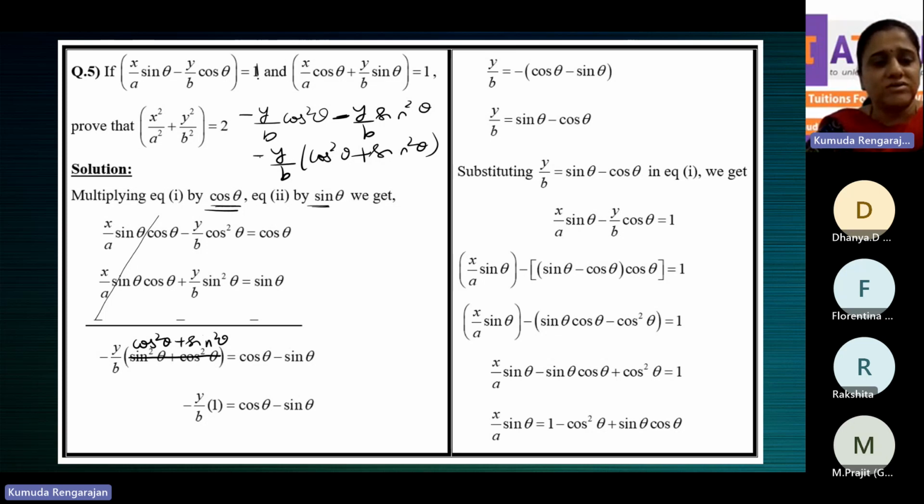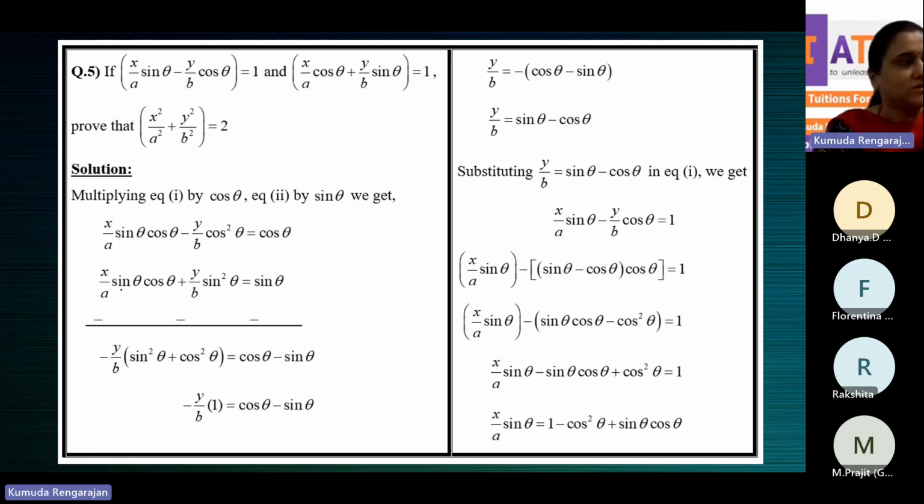See, when you multiply 1 into cos theta, it is cos theta, not 1. When you multiply the second equation by sin theta, 1 into sin theta is sin theta. Write the equations one below the other, and you have to change the signs in the second equation. That's what you see here. I've changed the signs. Then this one gets cancelled. And here it's minus y by b cos square theta minus y by b sin square theta. So I told you, take out minus y by b common. In the bracket, you will get cos square theta plus sin square theta, which I have written as sin square theta plus cos square theta, is equal to cos theta minus sin theta.